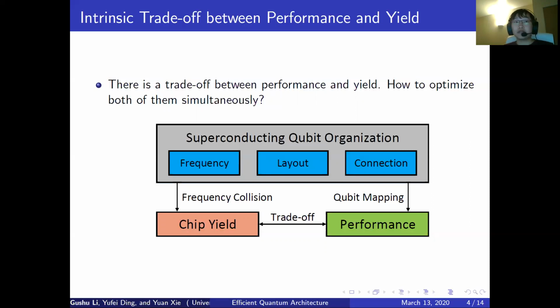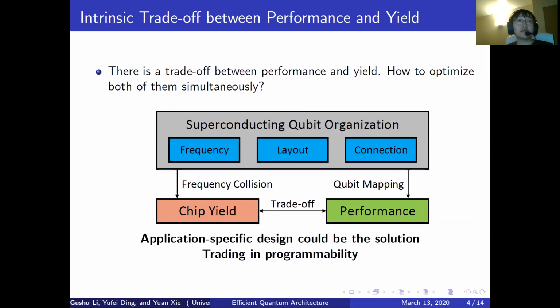The question we hope to answer in this work is: can we optimize both the performance and the yield for a superconducting quantum processor simultaneously? And we propose to solve this question by trading in the programmability of a superconducting quantum processor. We propose to have application-specific architecture designs, and these designs will have both high performance and high yield for some specific applications.